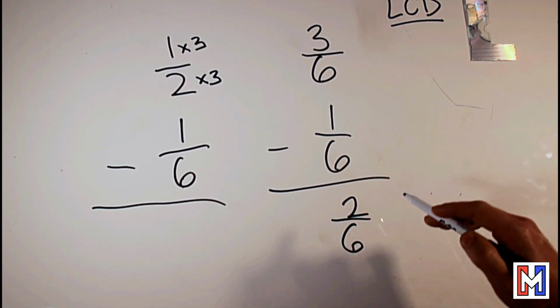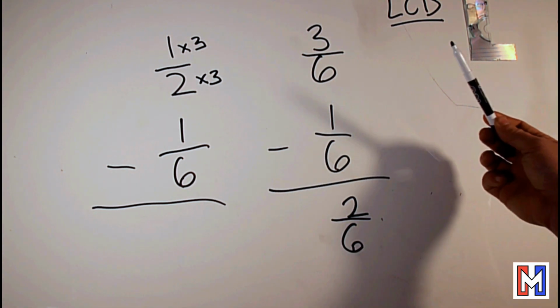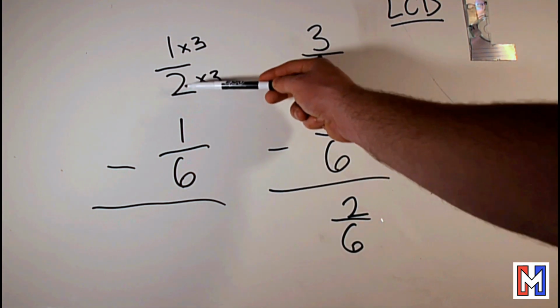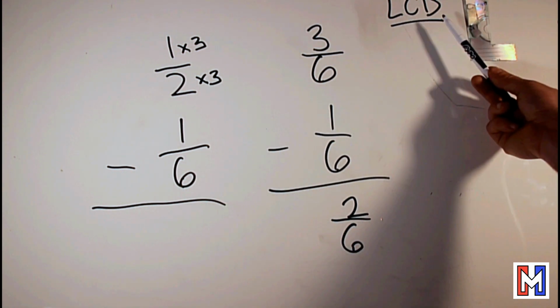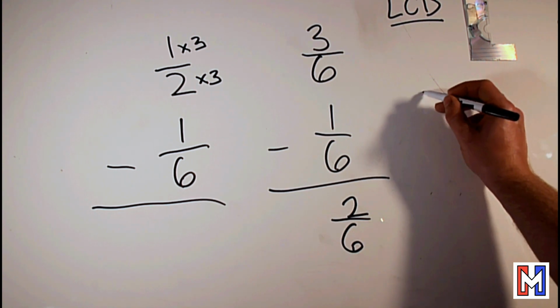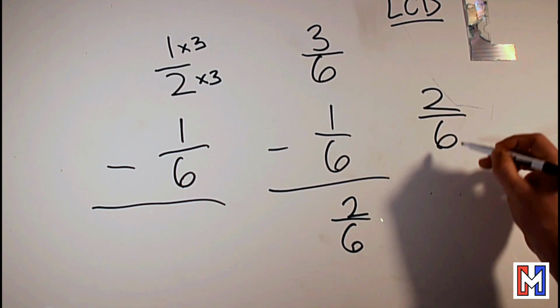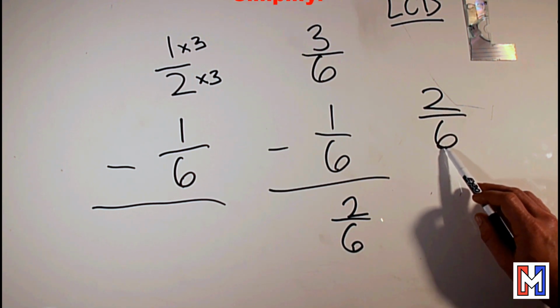All right, now that was a lot fewer steps because we didn't have to come up with the multiples of both denominators and come up with our least common denominator, right? It was a lot less work, all right? However, the last step we always need to do is put it in simplest form. We need to look, can we simplify 2/6?